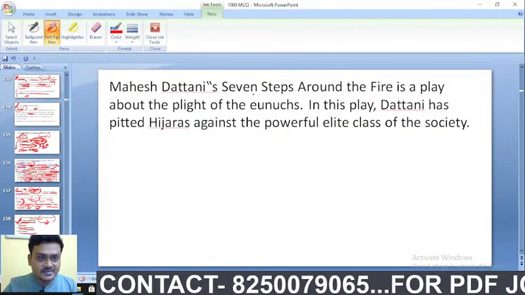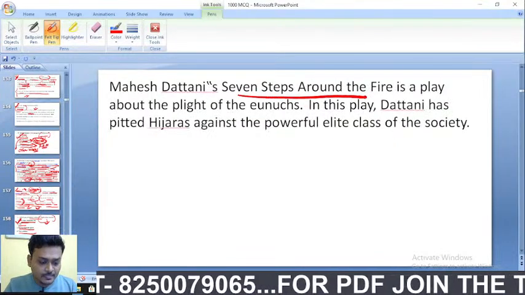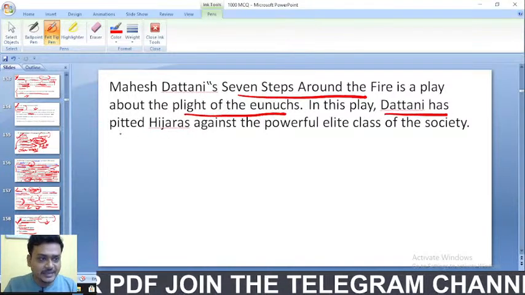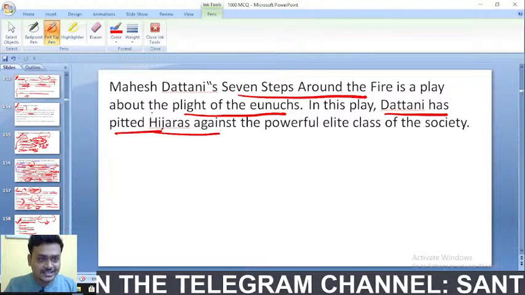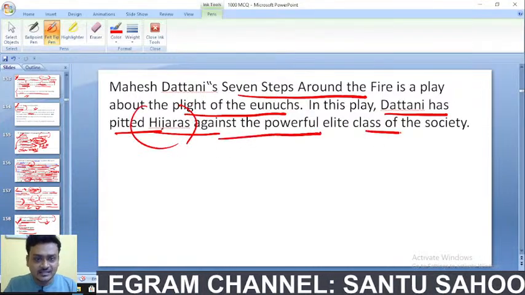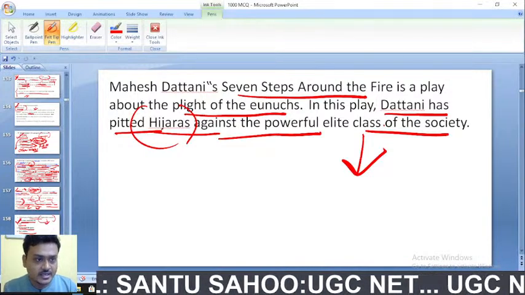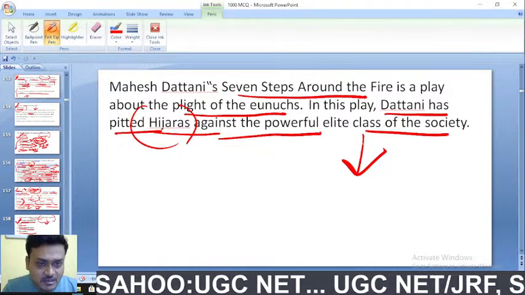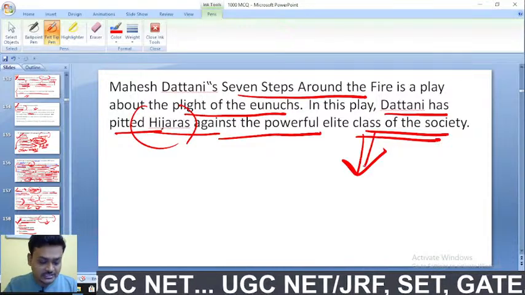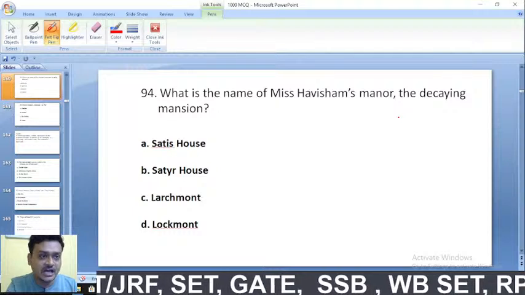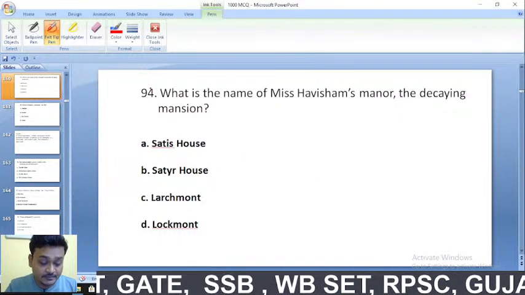Mahesh Dattani's Seven Steps Around the Fire is a play about the plight of the eunuchs. In this play, Dattani has pitted the Hijras against the powerful elite class of the society. Seven Steps Around the Fire by Mahesh Dattani. Tara is also another important play.